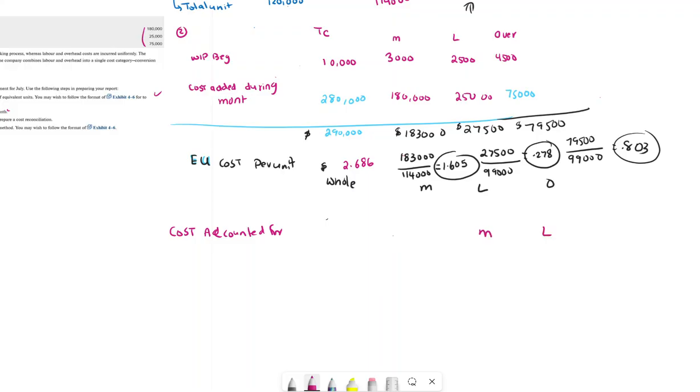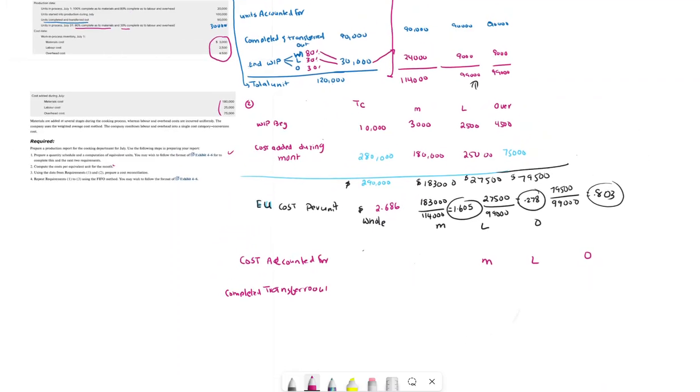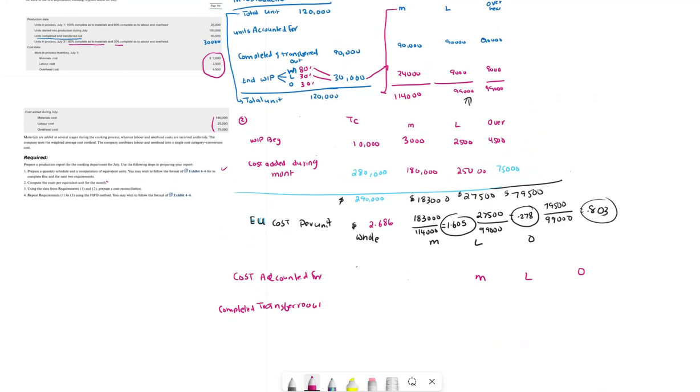Again, we have material, labor, and overhead, and we have completed and transferred out. The units we transferred out were 90,000 units, and for material, labor, and overhead, they're all 90,000. Either you do it as a whole unit, which is 2.2686, the total cost we're accounting for, or you could do it individually.